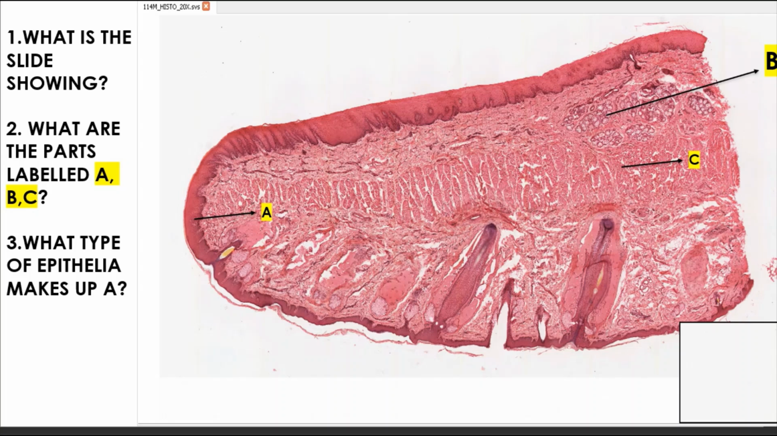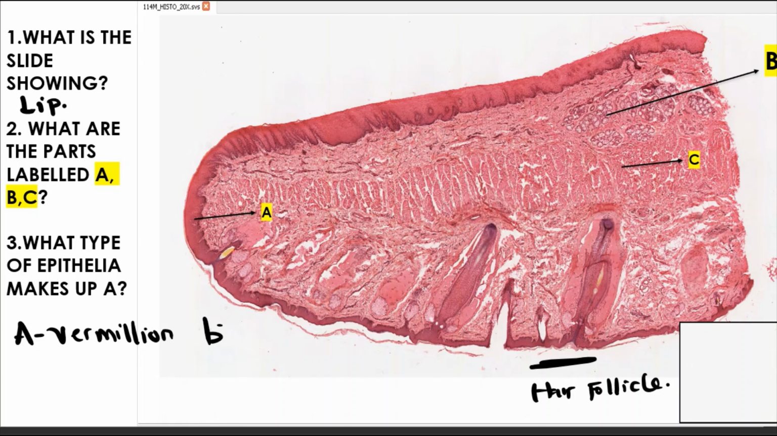What is this slide showing? When you look at this slide, on the underneath area here, there are hair follicles. And then as you are going, the hair follicles cease to exist. So this slide is showing the lip. And then what are the parts that are labeled A, B, and C? A here is transitioning from a place where there are hair follicles to a place where there are no hair follicles. So A is called the vermilion border.